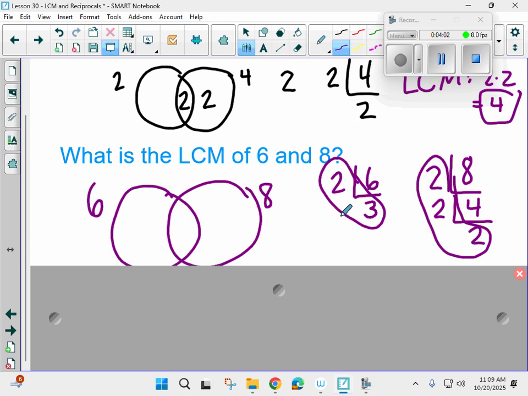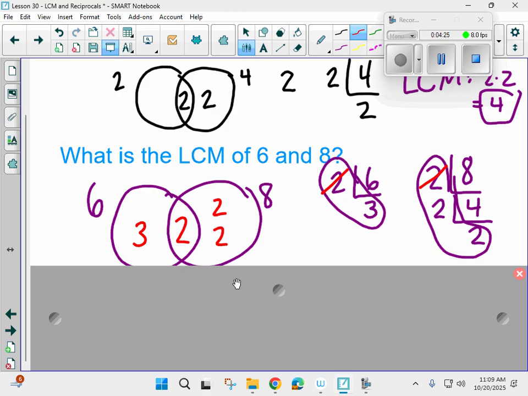Now we have to put what's in common in the middle. Okay, they have a 2 in common. That would be the GCF right there. What goes here? 3, because this represents 6. 2 times 3 is 6. What goes here? 2 2s, because 2 times 2 times 2 is 8.